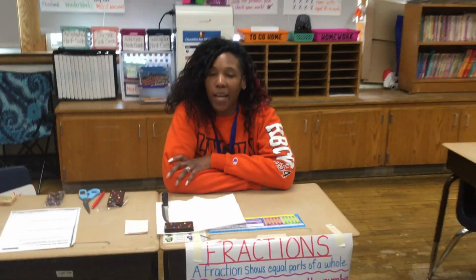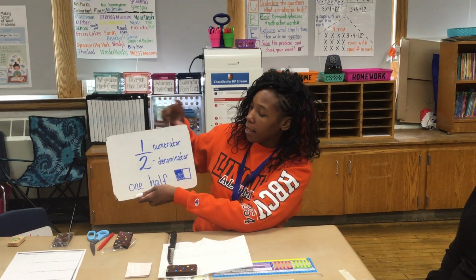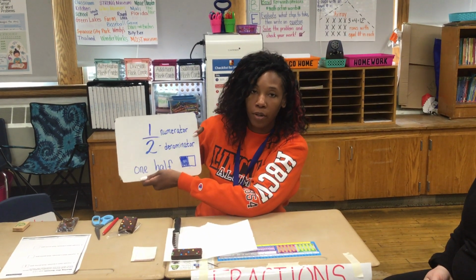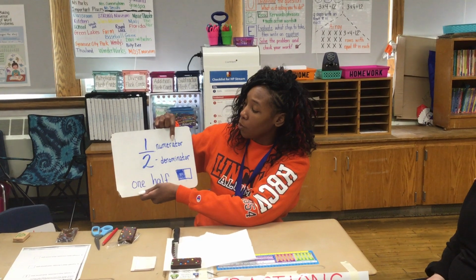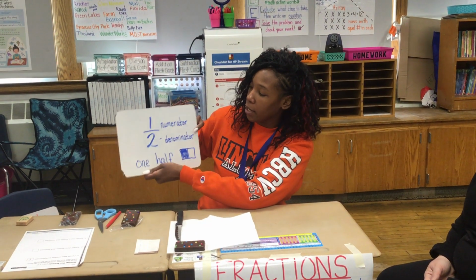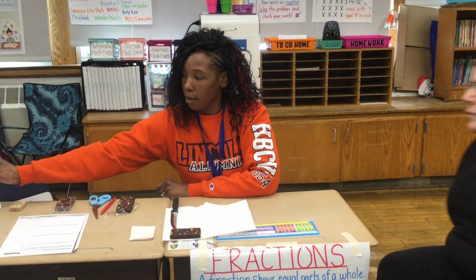Okay guys, so today we're going to be looking at unit fractions. A unit fraction is a fraction where the numerator, that's the number on top, is 1, and your denominator is any whole number. So a unit fraction, remember, your numerator, the number on top, is 1, and your denominator is a whole number. So what I have here is a brownie.